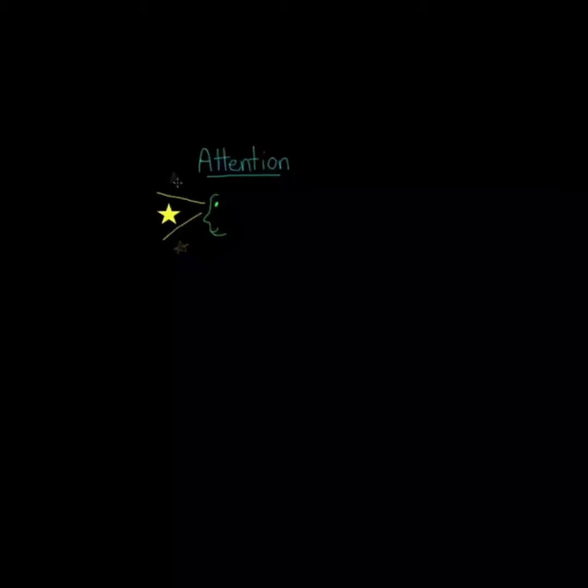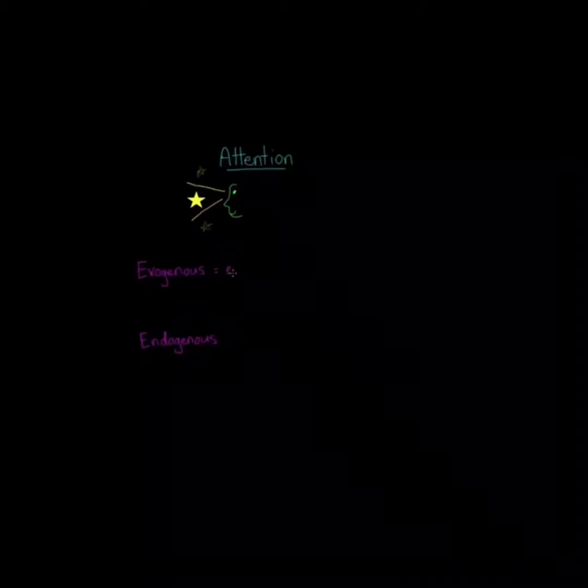So the question is, what causes your flashlight beam to swing around and focus on one thing or another? There are two types of cues that can direct our attention: exogenous and endogenous. Exogenous cues are external to any goals we might have, meaning we don't have to tell ourselves to look for them in order for them to capture our attention.